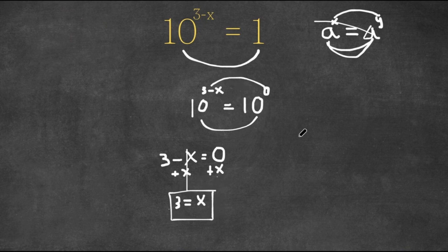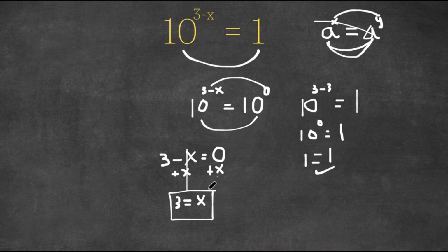Now, why don't we go ahead and plug it into our equation? So this gives us 10 to the power of 3 minus 3 equals 1. 10 to the power of 3 minus 3 is 10 to the power of 0, which equals 1. And remember, anything to the power of 0 equals 1. So we have 1 equals 1. And this is right, meaning our answer of x equals 3 is right.